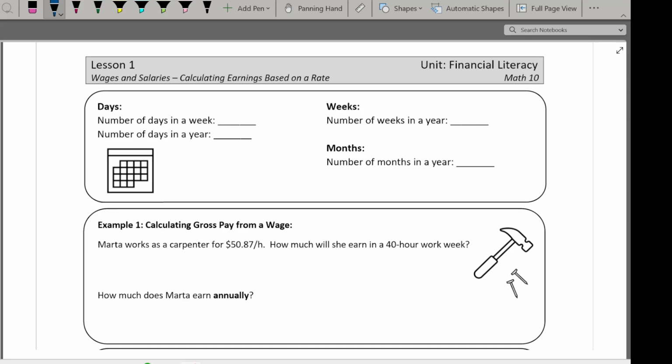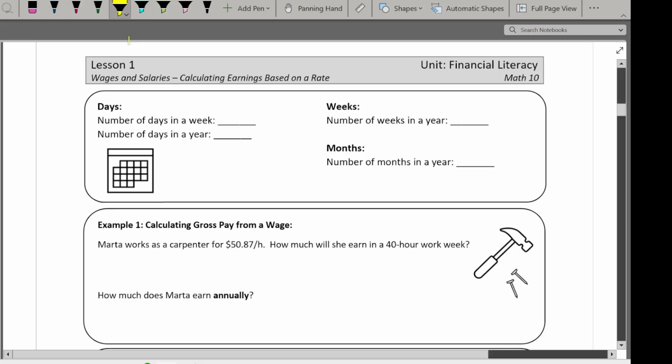This is lesson 1 in the financial literacy unit. Today we're going to be calculating wages and salaries. So this is a way to earn money through earning an hourly wage or through a salary. There are other ways to earn money too, and you'll see those in later lessons. But today we're going to be focusing on those two things.